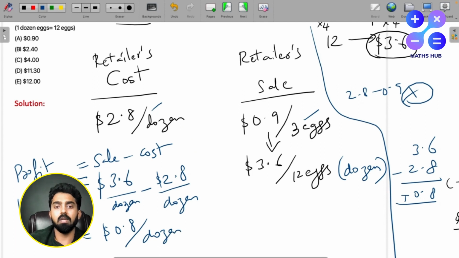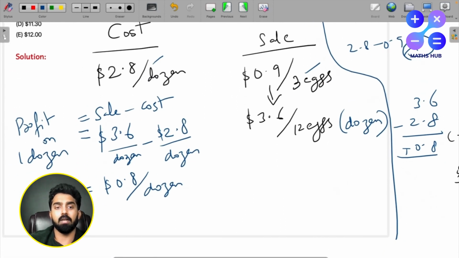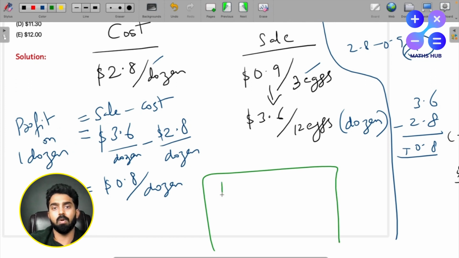Now, is that the question? The question is, for 5 dozen eggs, what is the profit? So 1 dozen is 0.8, right? So for 1 dozen, profit is $0.8. For 5 dozens will be how much? So we have to convert this into 5, which is multiplied by 5, and this into 5. So 5 into 8 is 40. But 1 decimal point, 0. So $4.